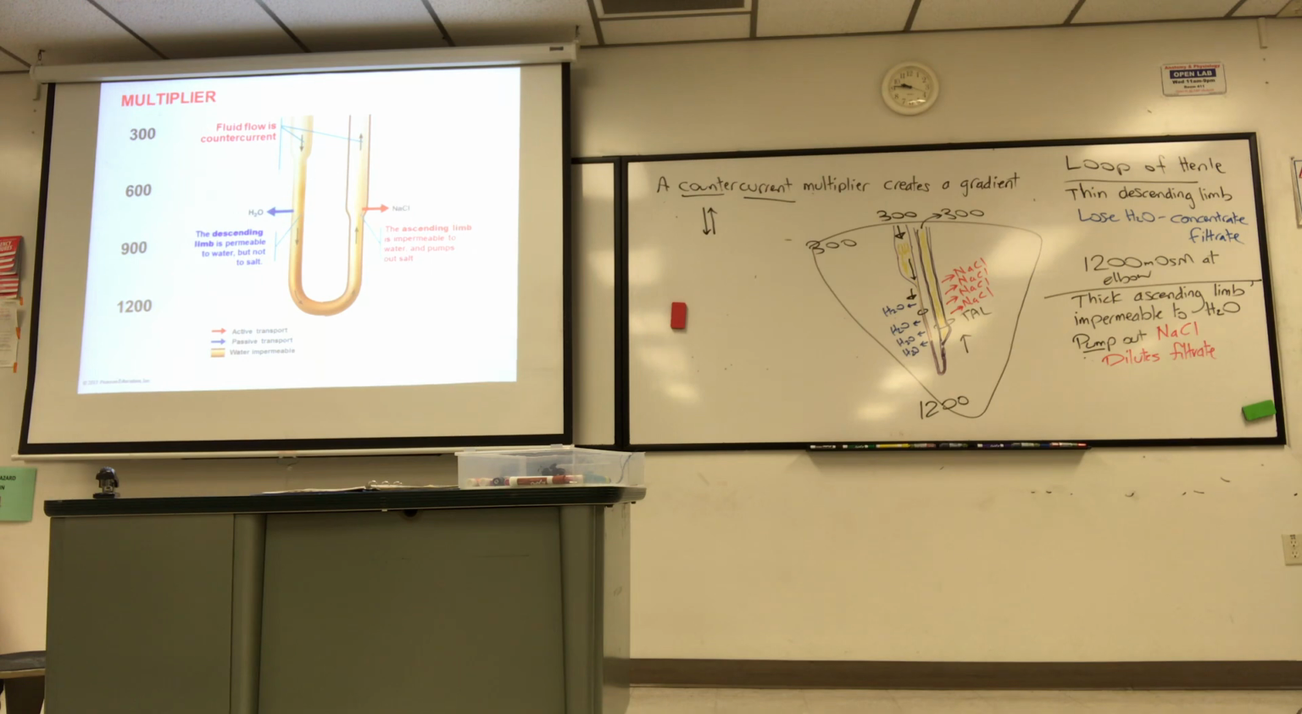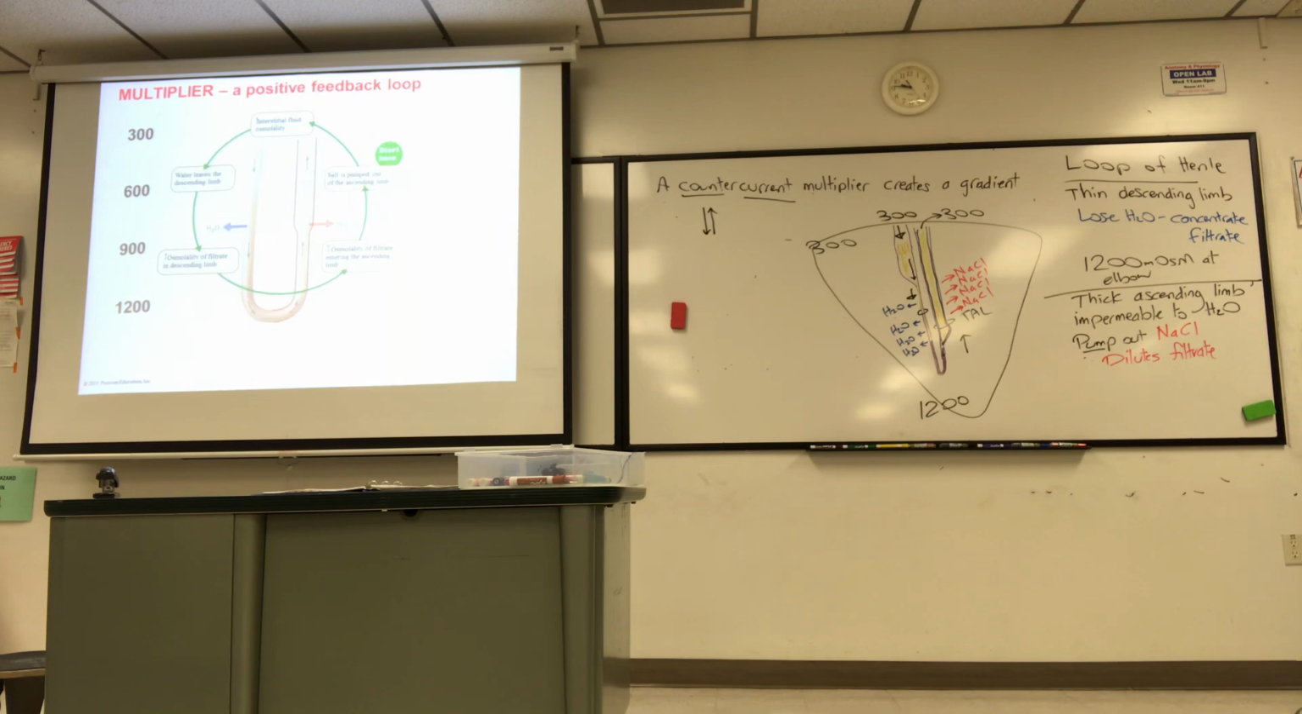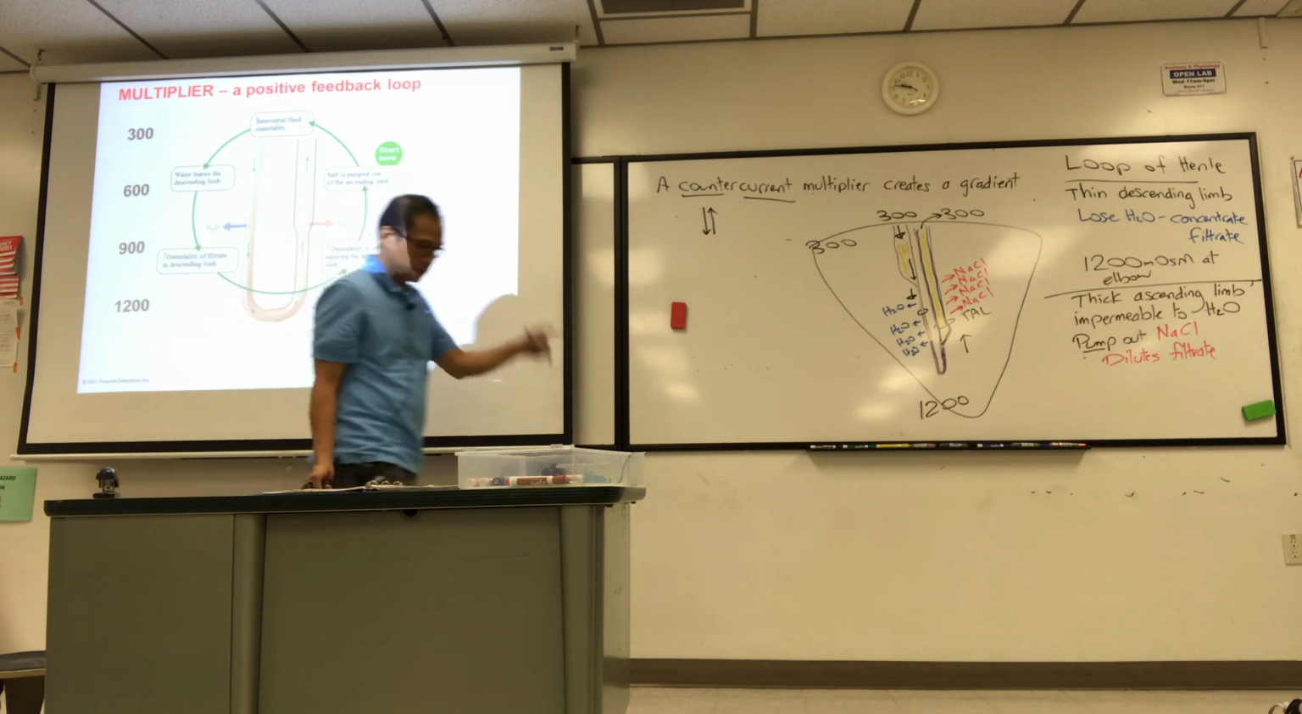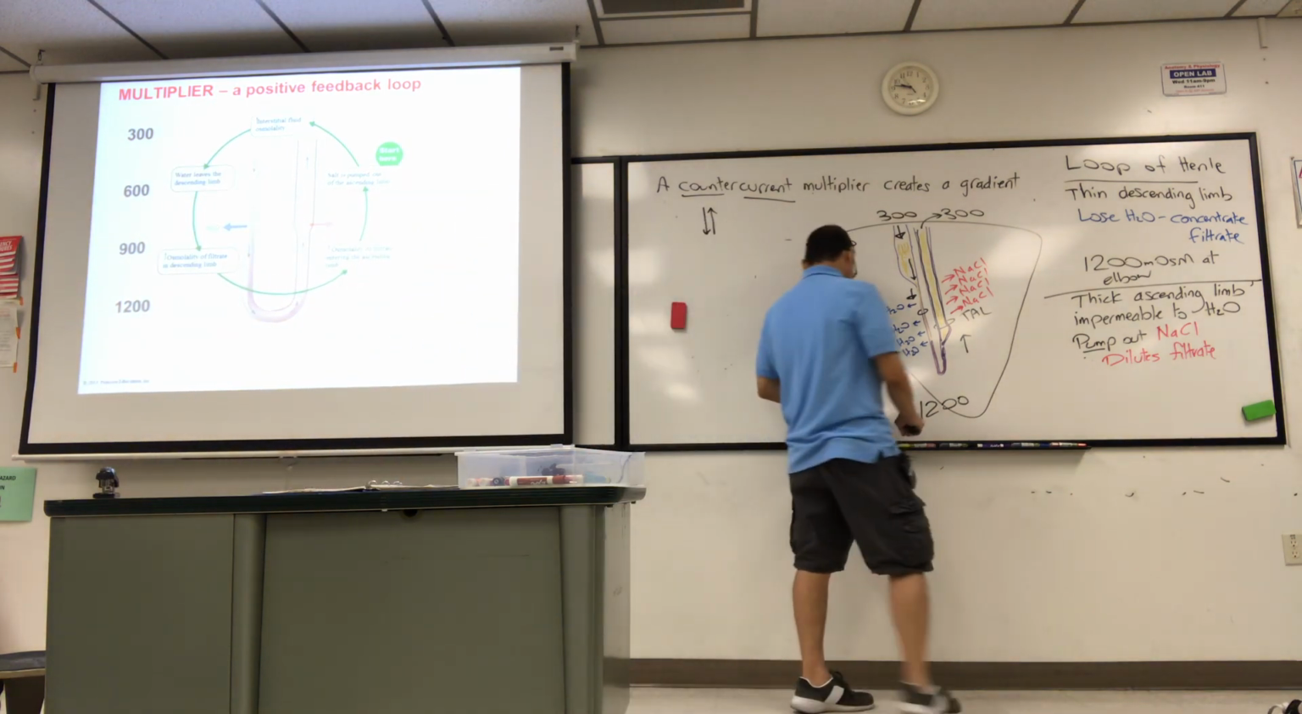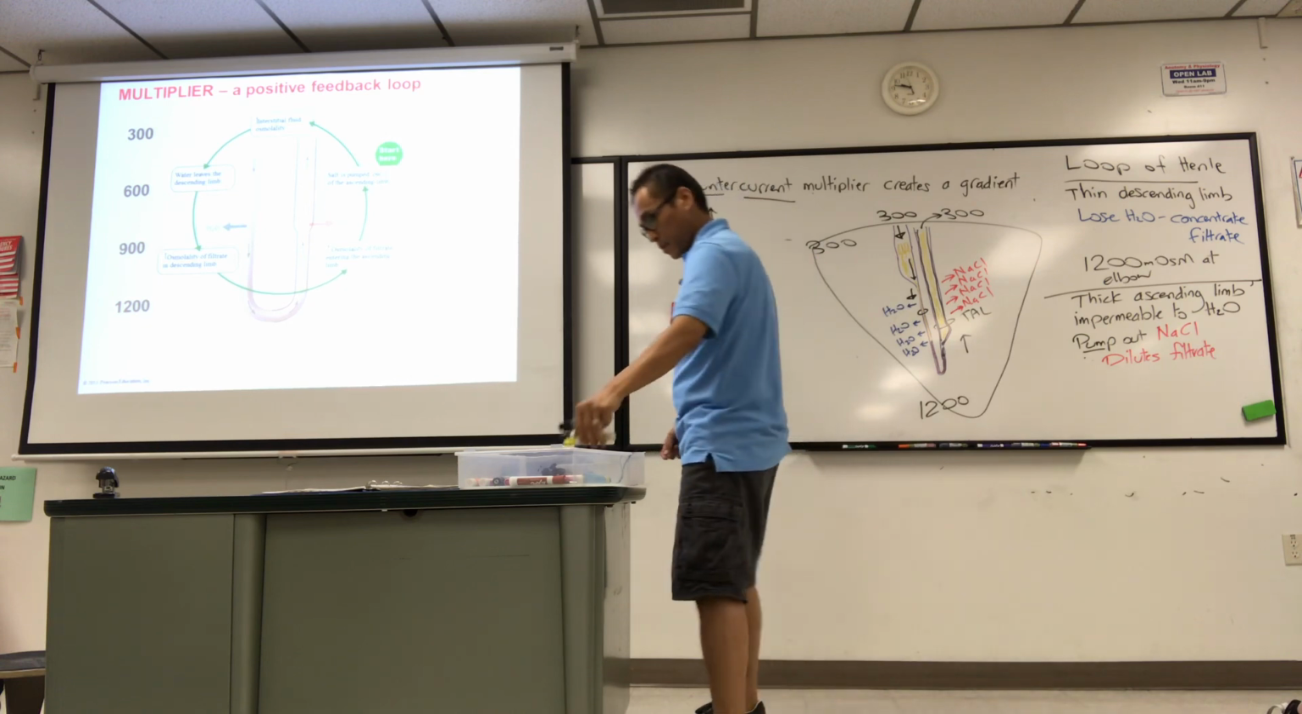Now, I illustrated it one time through, but this is continually happening. Fluids never stop flowing. And what you've created is the gradient and a positive feedback loop. And I think the book does a good job of simplifying and illustrating how this countercurrent mechanism, losing water on the way down, losing salt on the way up, is a positive feedback loop. So, I'm going to erase this and do the flow chart there.